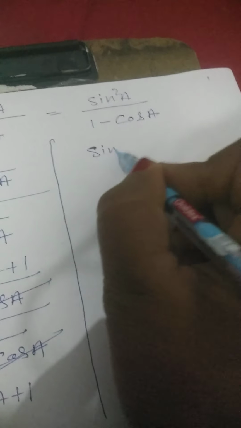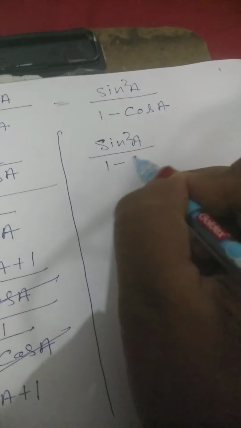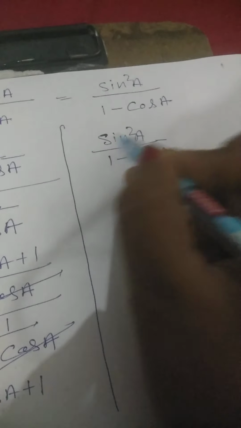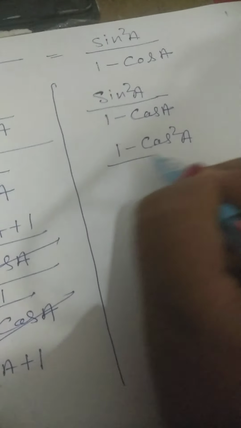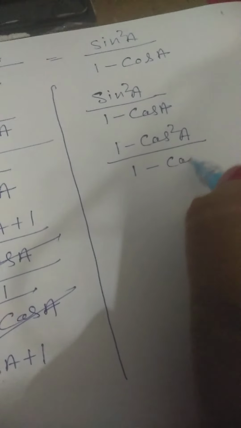In the next part, sin square A upon 1 minus cos A. You can write sin square as 1 minus cos square A upon 1 minus cos A.